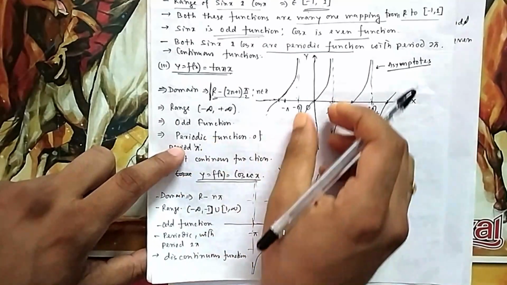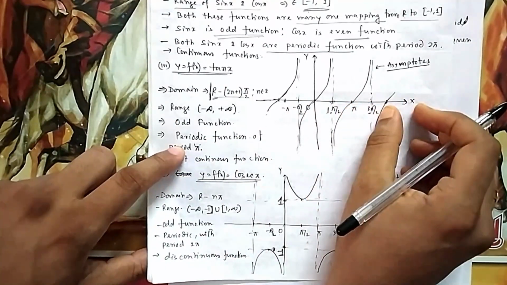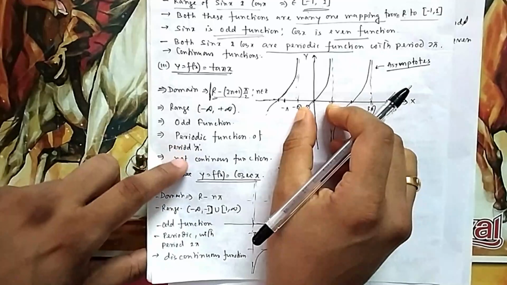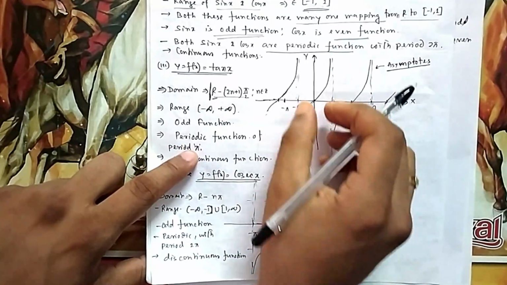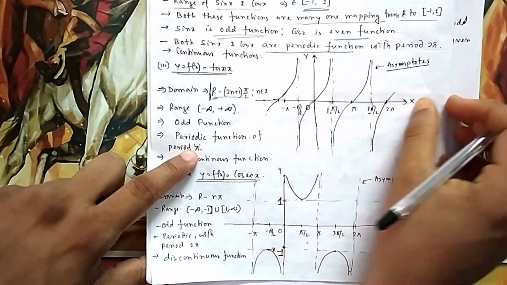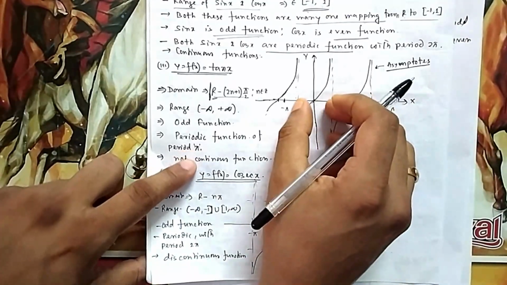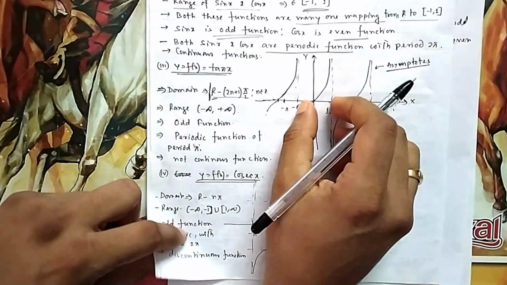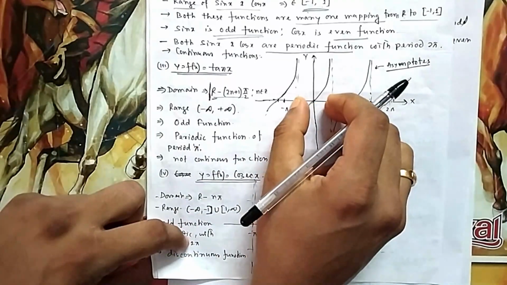It is periodic. Yes, it is periodic. The same branch is repeating. But what is the period here? Here the period is pi, not 2 pi. After pi, you will see this is the smallest version I can take. The same thing is repeating. If you cut it and paste it, it is the same thing. So the smallest you can take and cut is pi. From minus pi by 2 to pi by 2, the length is pi.